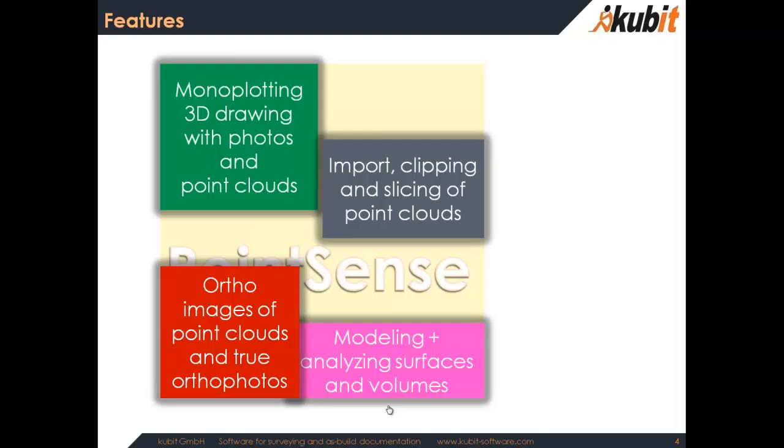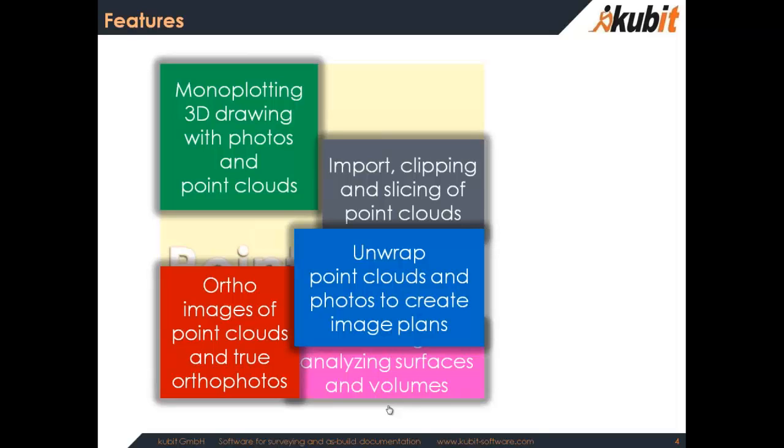And you can use PointSense Heritage for monoplotting. What monoplotting means will also be explained within a few minutes. Further, you can unwrap point clouds and photographs of objects in order to create image plans, very common in the heritage field of application. Besides this, you can also do some multiple image evaluation, which is classic photogrammetry.